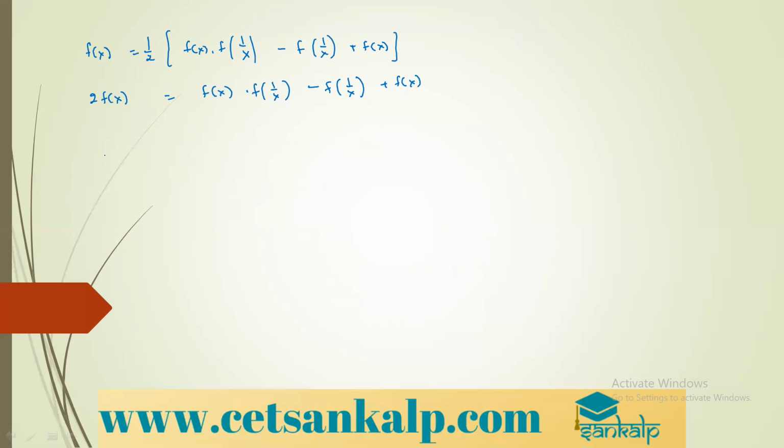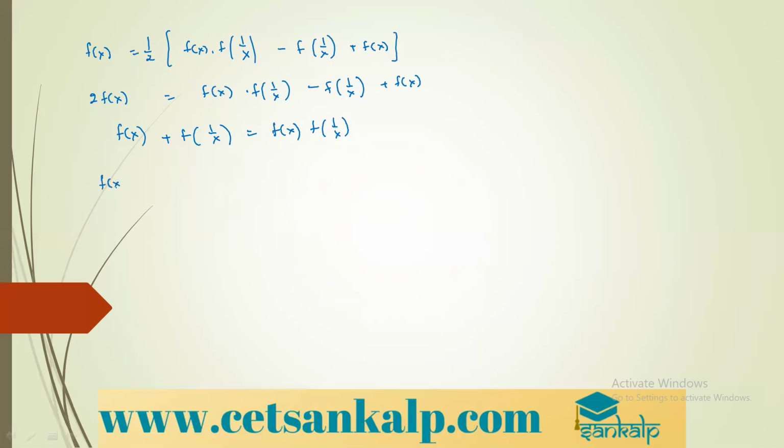Still simplifying it, 2f of x minus f of x will be f of x, and then plus f of 1 by x equal to f of x into f of 1 by x. This is the formula kind of thing.